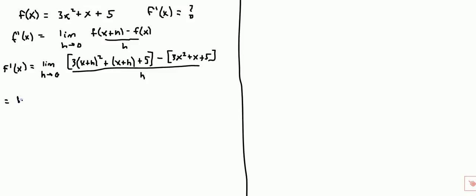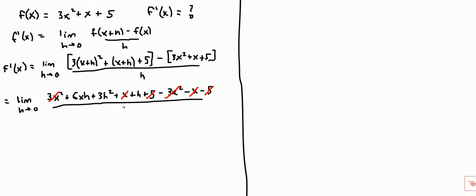Now we have to do some algebra. Okay, this is going to be 3x squared plus 6xh plus 3h squared. Then we have plus x plus h plus 5. That's unchanged. We have minus 3x squared minus x minus 5. Remember to distribute the minus sign to all of these terms. Okay? Now we have some good cancellations. Plus 5 minus 5, plus x minus x, 3x squared minus 3x squared. And this is all divided by h.